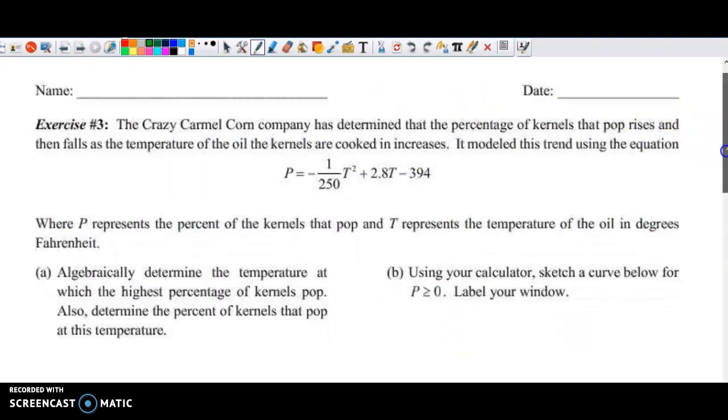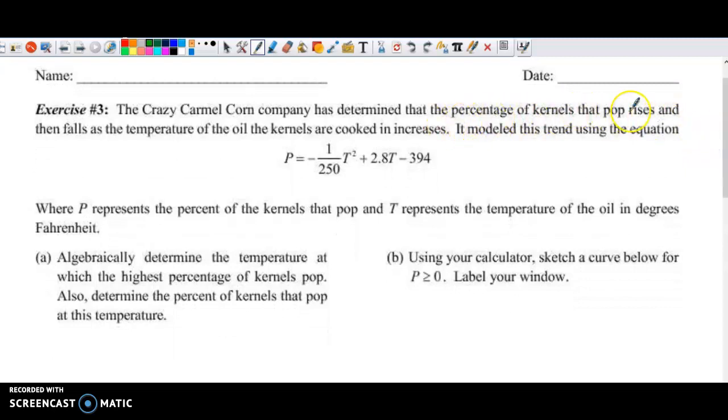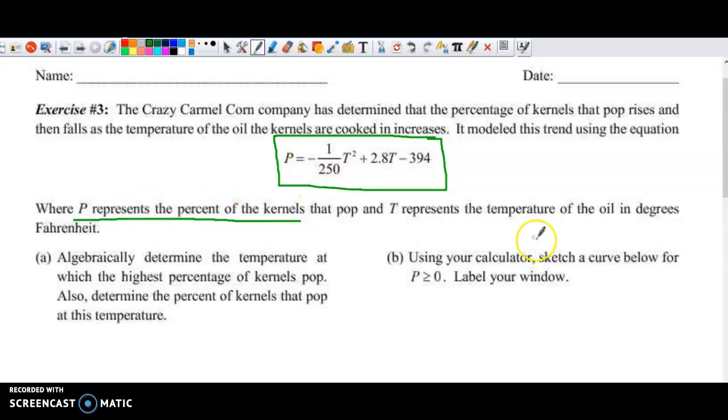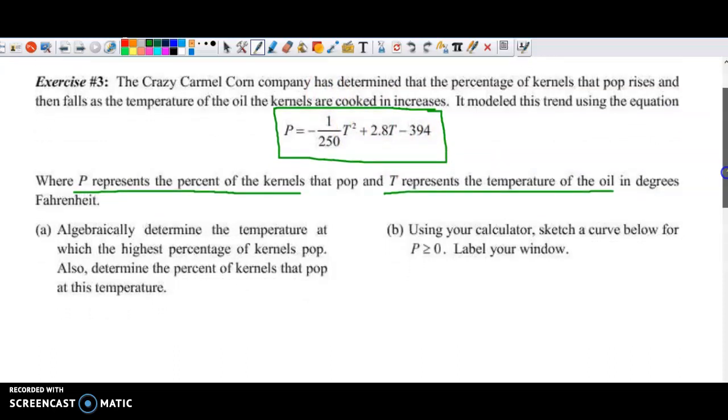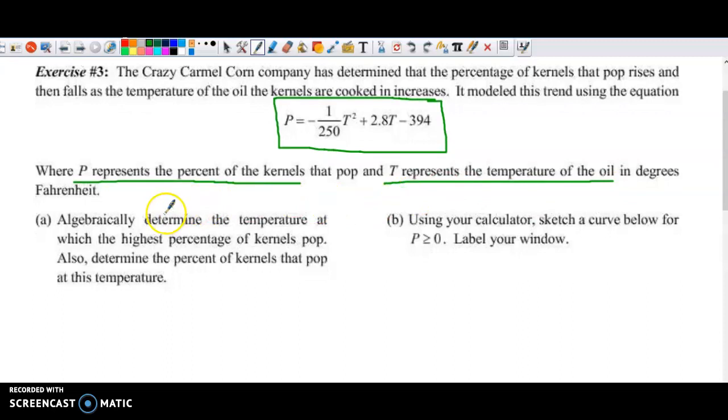Here's another modeling situation. The percentage of kernels that pop rises and then falls as the temperature of the oil, yada, yada, yada. But they give you the equation. So as you reread this, P represents the percent of kernels that pop, and T represents the temperature. So even if you don't understand all the words, you can kind of deduce from the problem what each one is. So if we algebraically, that means actually doing algebra, find the highest percentage, well, that's going to happen at the vertex, at the turning point.